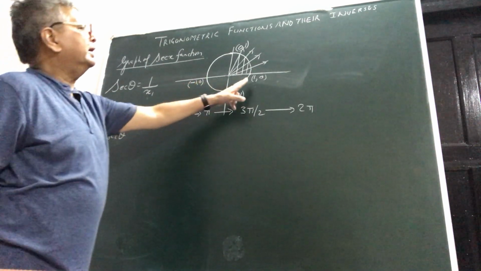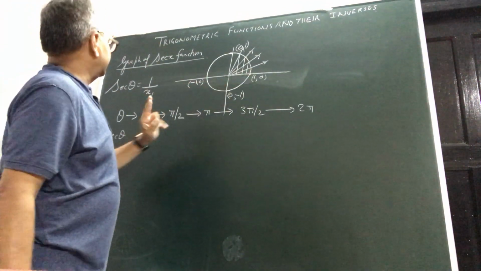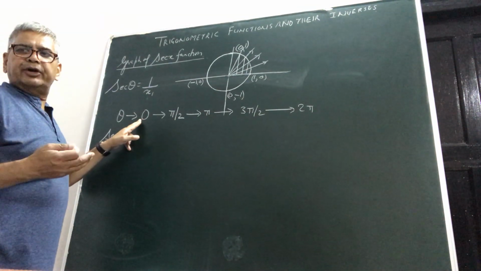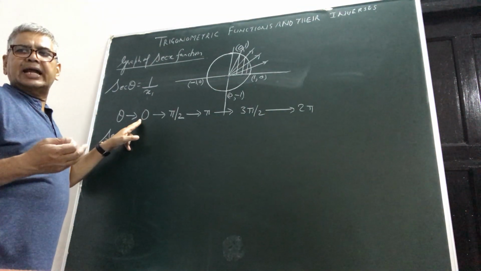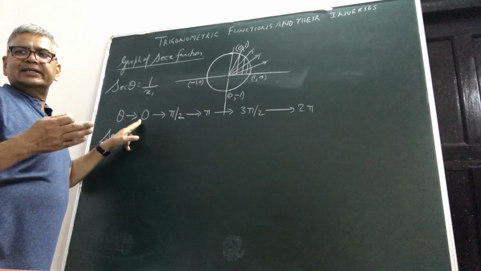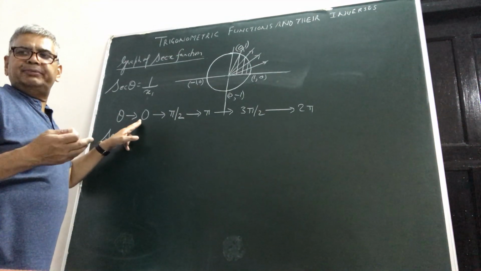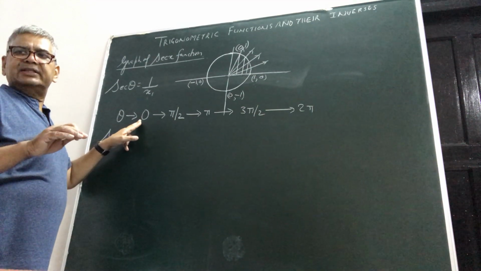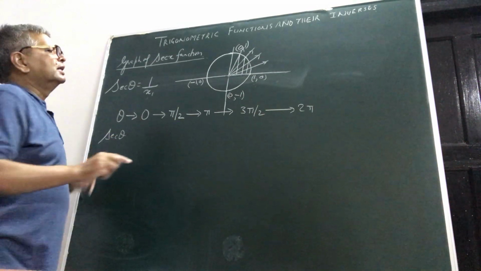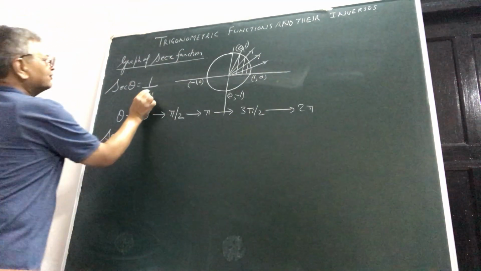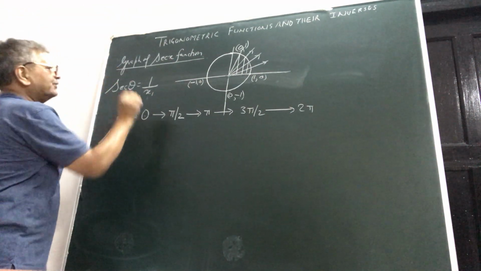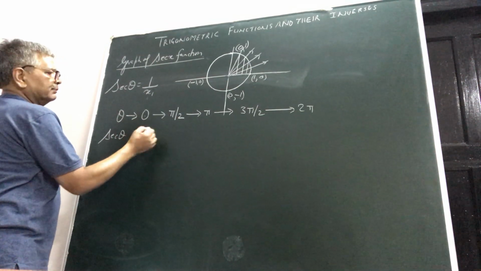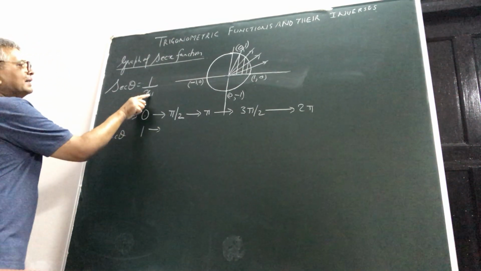See, initially when this theta, this terminal ray, is coinciding with the 0 degree line, that is, it is aligning itself with the positive x direction. 0 degree means both the initial ray and the terminal ray are coinciding with the positive x-axis. So here the value of x1 will be 1. So exactly at 0, the value of sec theta will be how much? It will be 1.